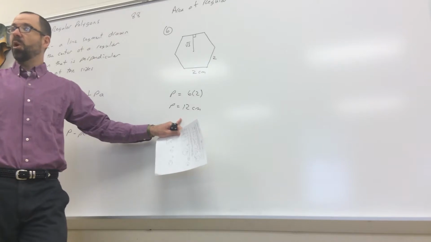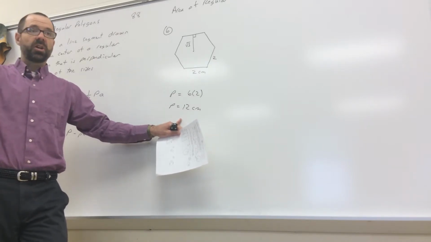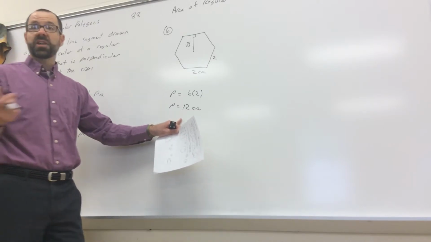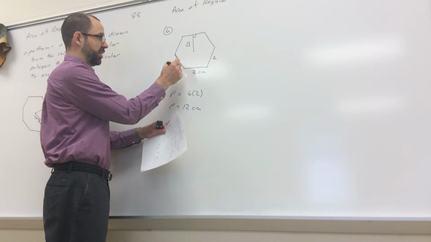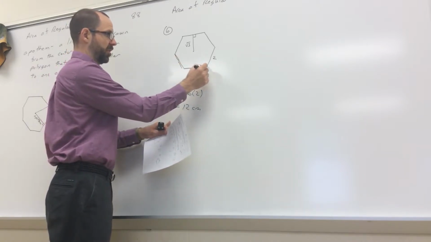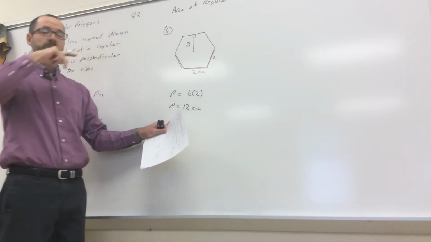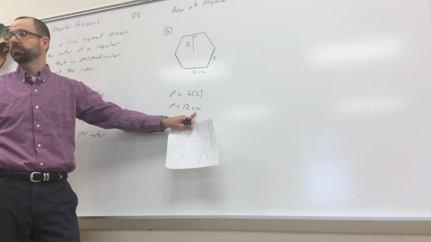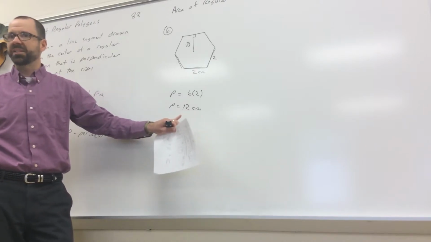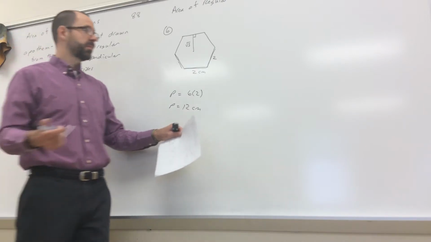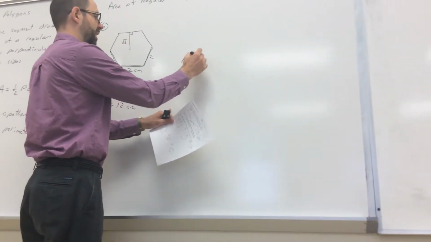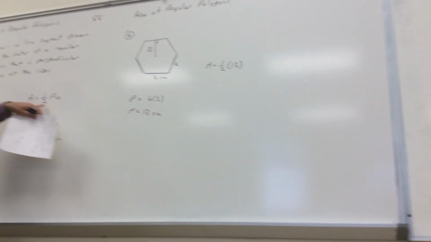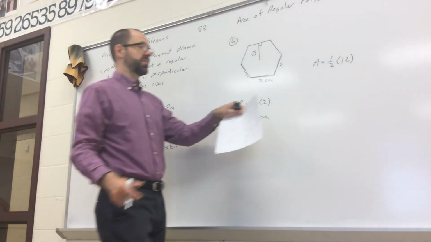So if you walked around the outer edge of the polygon, the distance is 12 centimeters. It counts how many lines would fit: 1, 2, 3, 4, 5, 6. That's what perimeter is, the distance around. But that's not what the question's asking. The question's asking for the area. So we're going to take 1/2 times that perimeter, using this formula, times the apothem.